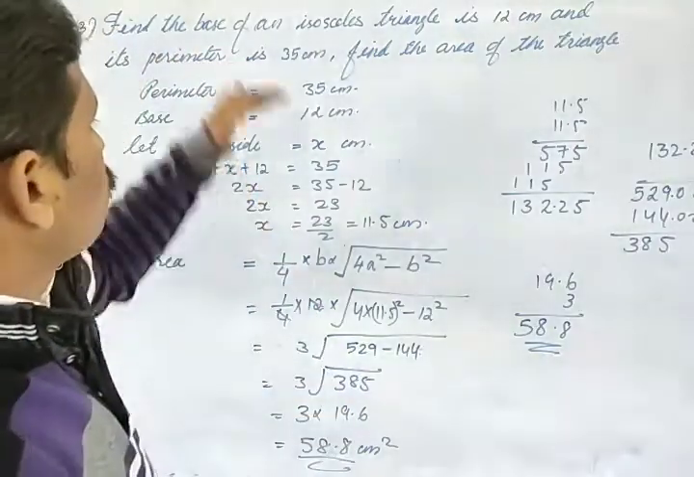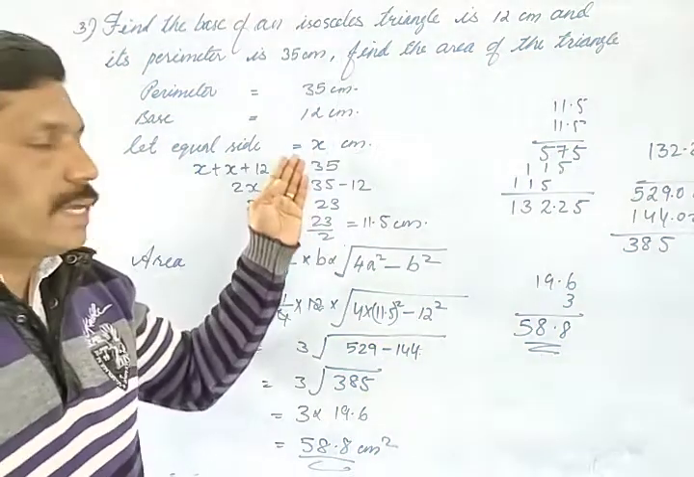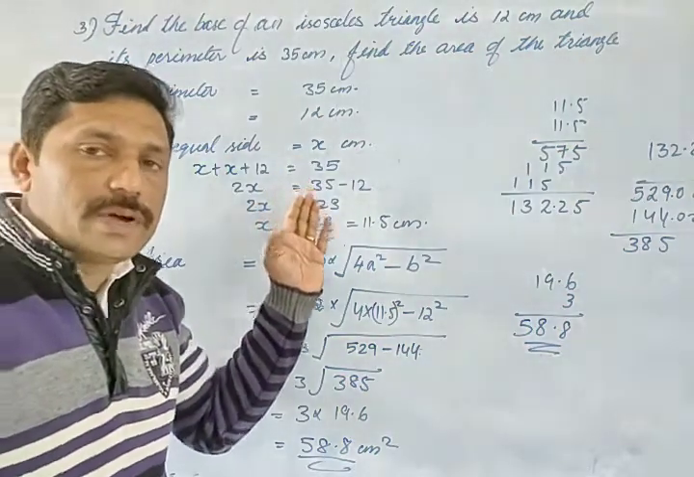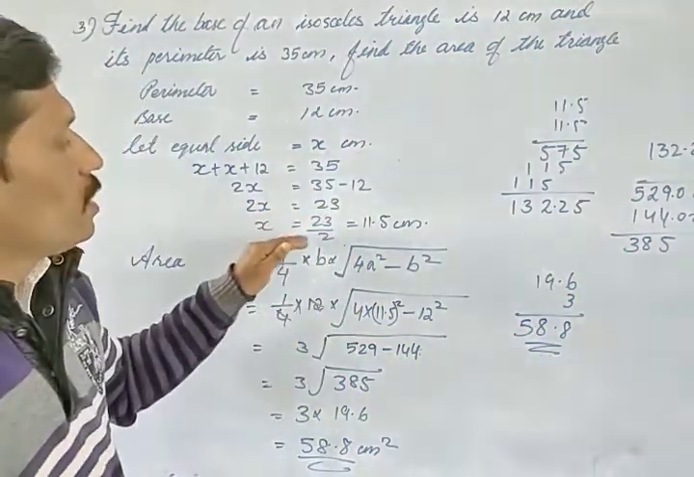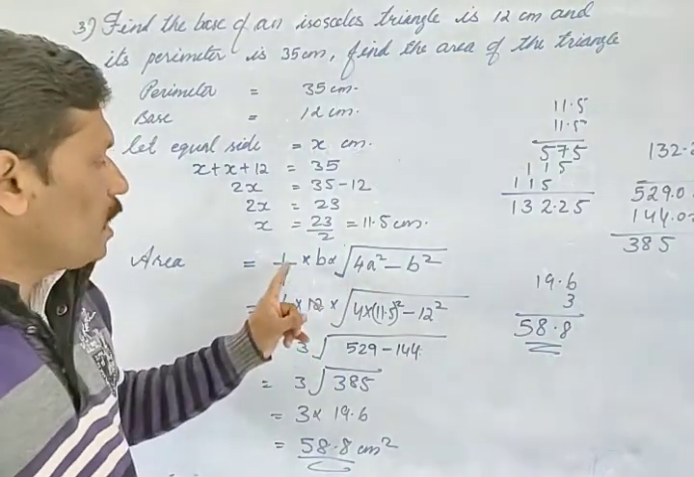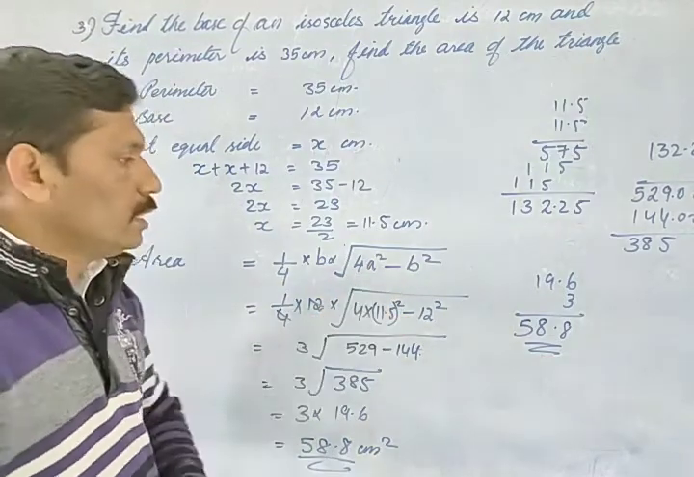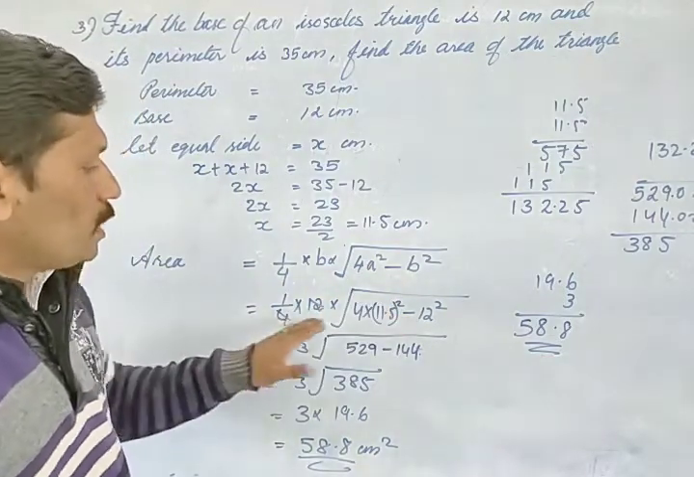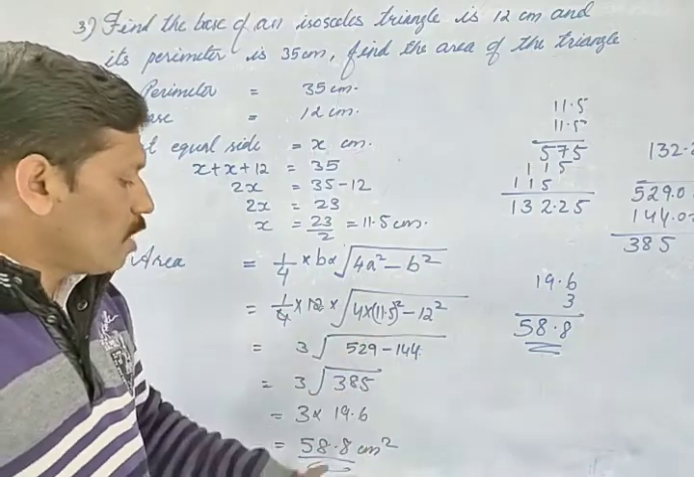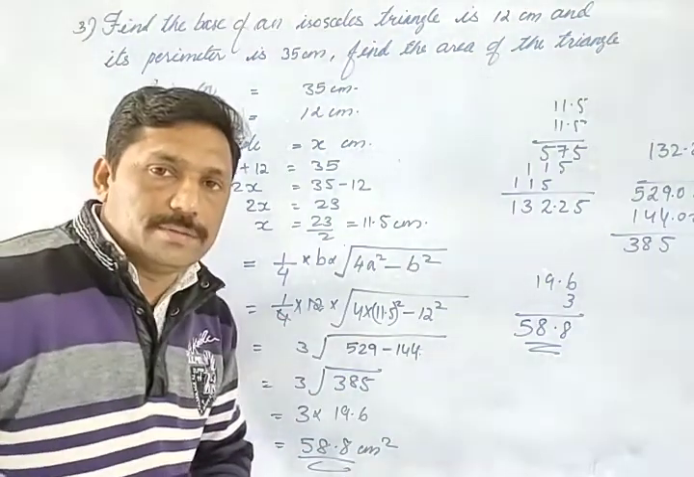So students, here we have to find out the equal side of the triangle first, and then after finding out that, we apply that in the formula. The formula is 1 upon 4 into base into root 4a square minus b square. This is the formula, and in that formula we applied the value, and then finally we got the answer 58.8 centimeter square.